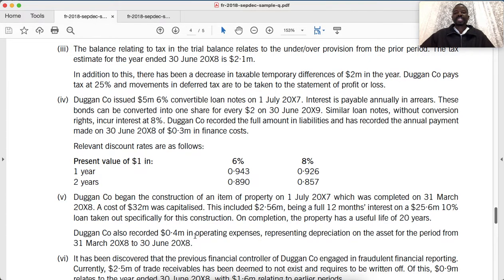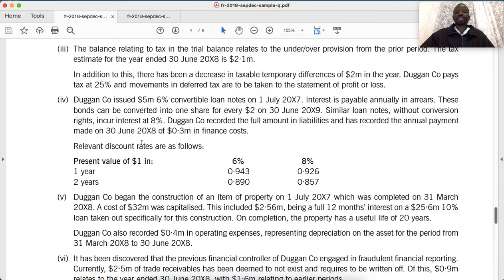Item 4, DCO issued 5 million 6% convertible loan notes on 1 July 20X7. That was the beginning of the year. Interest is payable annually in arrears. These bonds can be converted into one share for every $2 on 30 June 20X9. So they will either be converted or redeemed on 30 June 20X9. That is 2 years after they were issued.